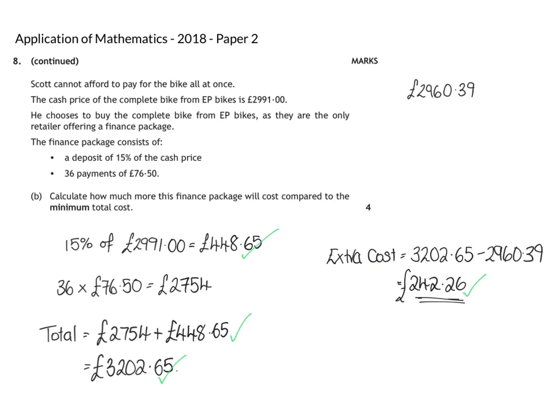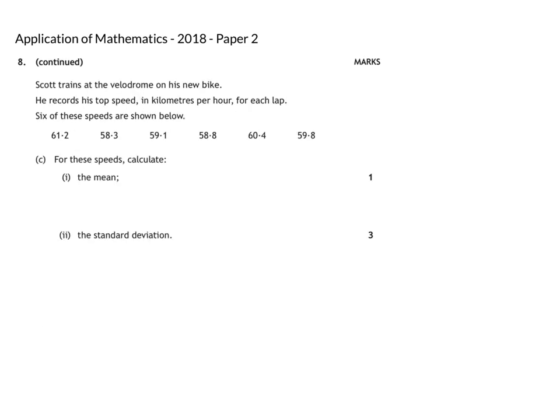Right, so we're going on to the next part of this question. There's a part C, and there is a part D as well. So we'll keep going on to part C for question 8. Right, so for part C, we've got Scott trains at the velodrome on his new bike. He records his top speed in kilometers per hour for each lap. 6 of these speeds are shown below. For these speeds, calculate 1, the mean, and 2, the standard deviation.